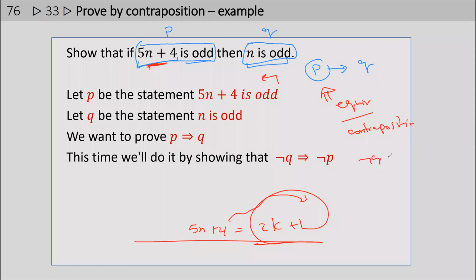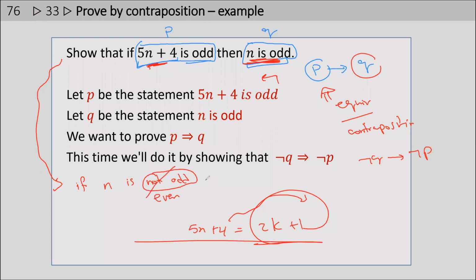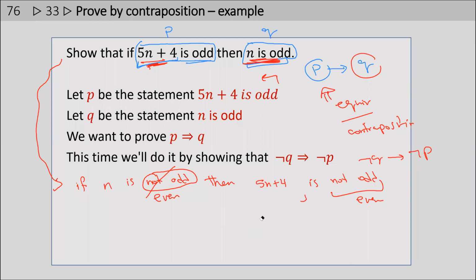الcontraposition ان not Q implies not P. not اليمين implies not الشمال. وتعالى نقراها بقى. وبالتالي انا ممكن اريفريز الستيتمنت دي to another statement زيها بالظبط. عايز اثبت ايه؟ if n is not odd يعني n is even، يعني اكني بقول n is even. then 5n plus 4 is not odd، معناها إنها برضو even. يعني عايز أثبت إن لو ال n is even 5n plus 4 is even also، وأني أثبتها it's easy.